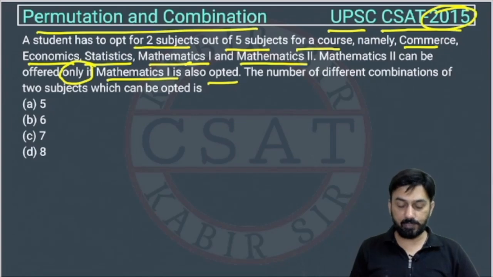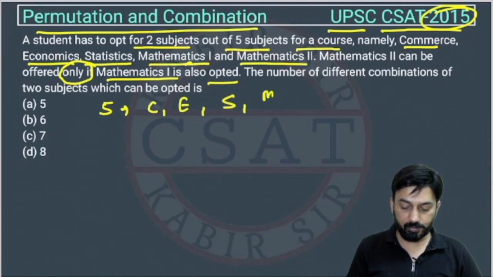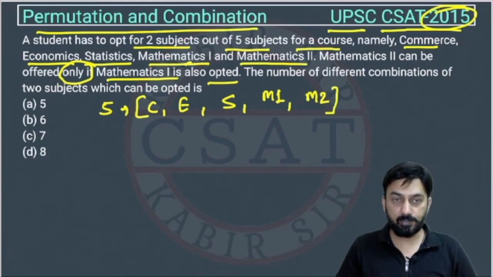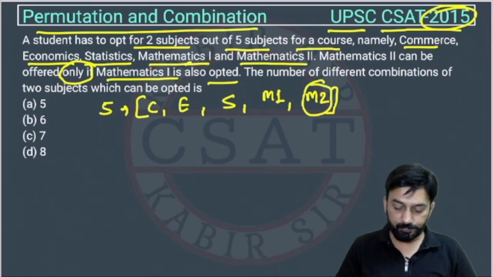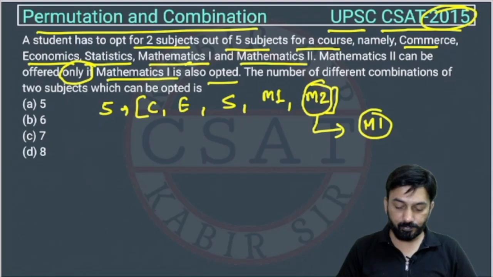So there are 5 subjects. How many subjects are we having? We are having 5 subjects: commerce, economics, statistics, mathematics 1 and mathematics 2, right? So out of these 5, he has to choose 2 subjects. But there is one more condition given, that mathematics 2 will be chosen only if mathematics 1 is chosen. Mathematics 2 cannot come with any other subjects, but mathematics 1 can come with other subjects, right?